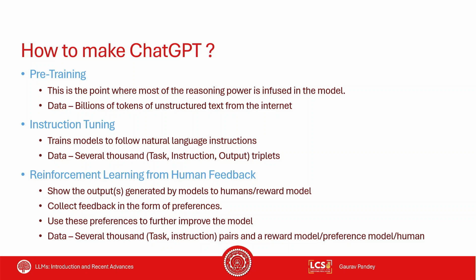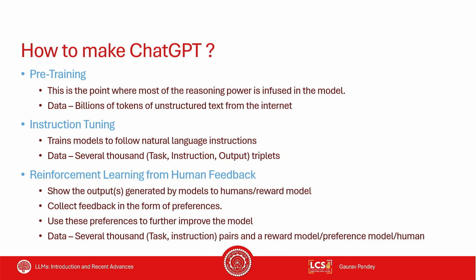So to make the output desirable to humans, you actually show that output directly to humans. You say, okay, what is the preferred output? Collect feedback in the form of preferences, and then you use these preferences to further improve the model. And in this case, the data that you require is your instruction and task, and you need either a human being or a reward model, or you construct a reward model from human beings. This is what we'll see in the later class. We'll discuss how this information is used to improve the model.